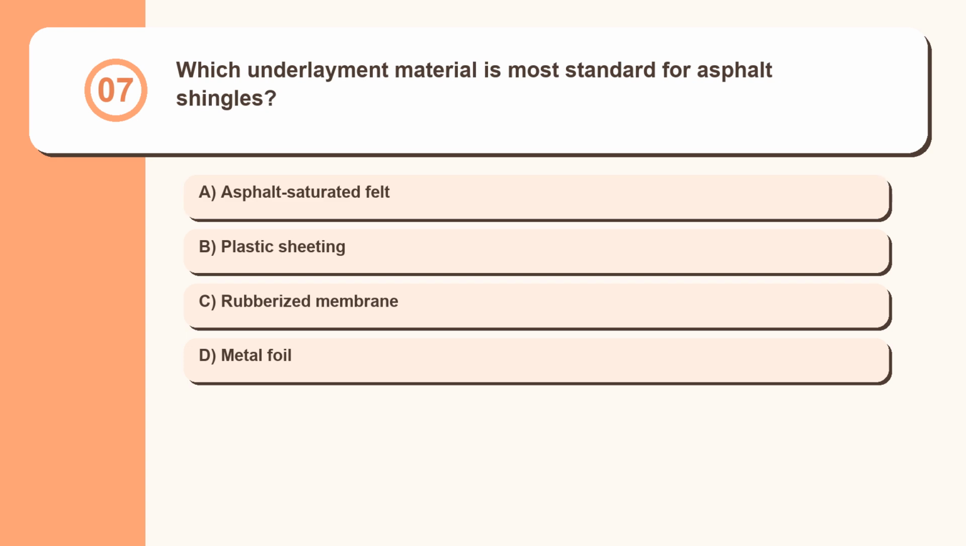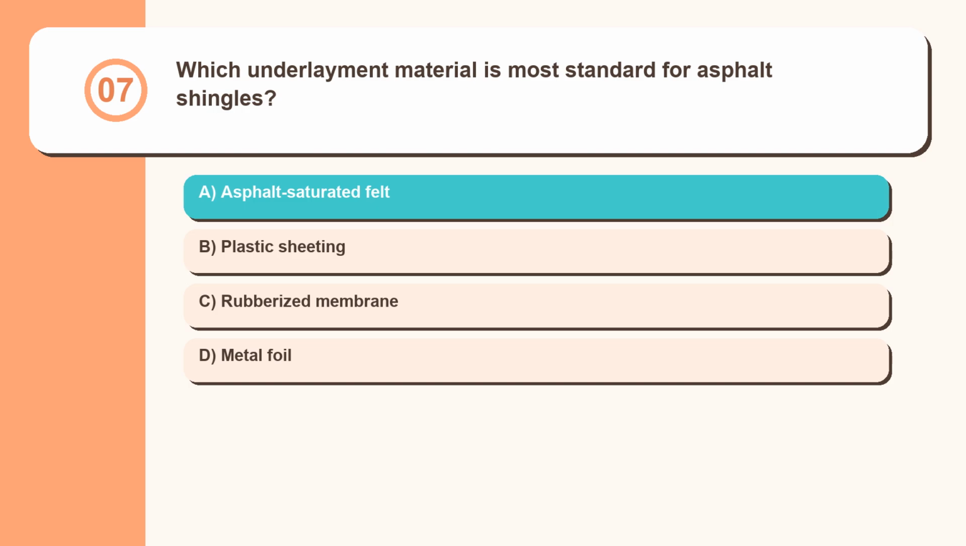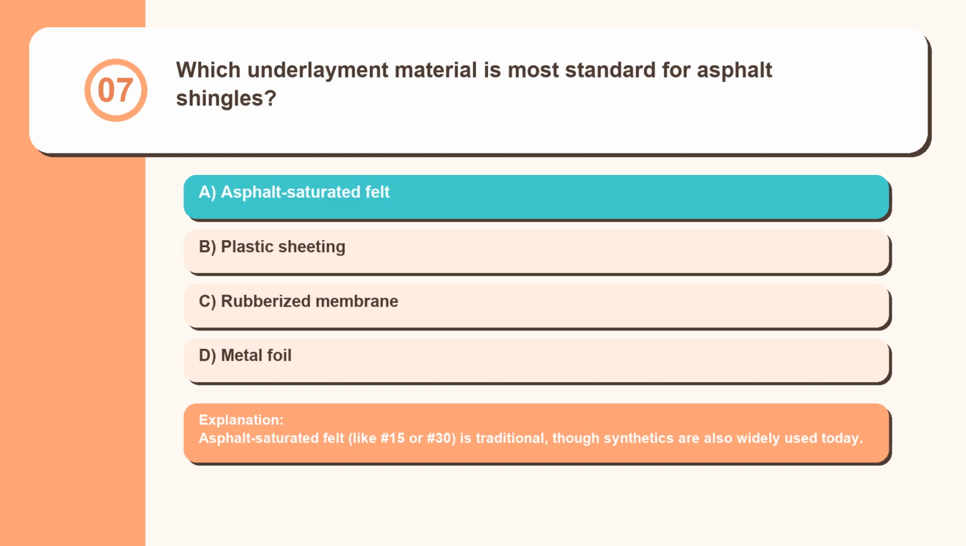Question 7. Which underlayment material is most standard for asphalt shingles? Asphalt saturated felt, plastic sheeting, rubberized membrane, metal foil. Asphalt saturated felt, like number 15 or number 30, is traditional, though synthetics are also widely used today.